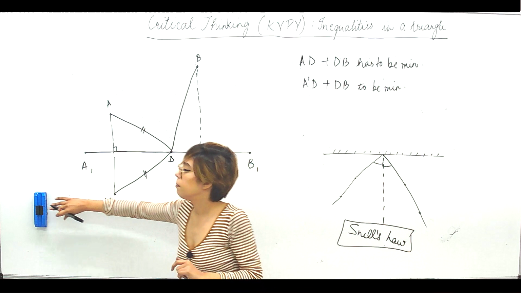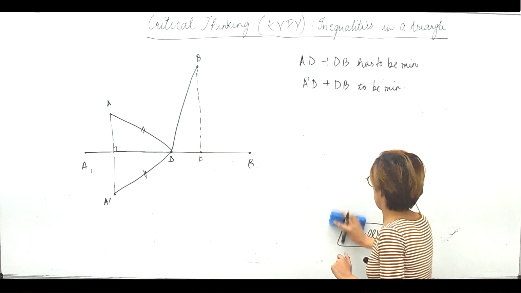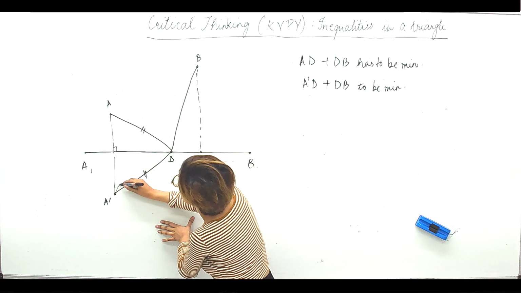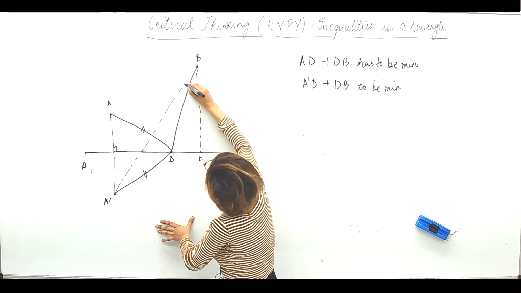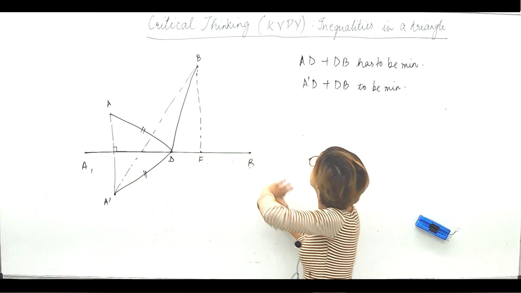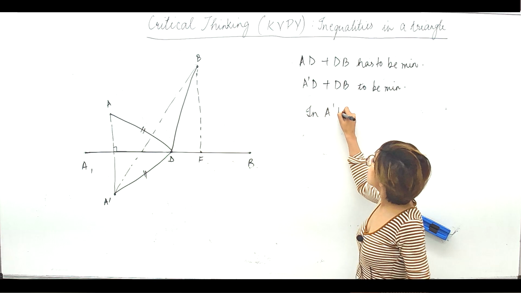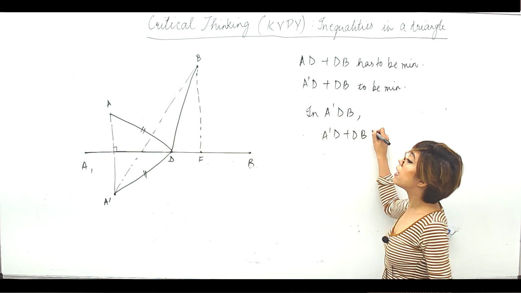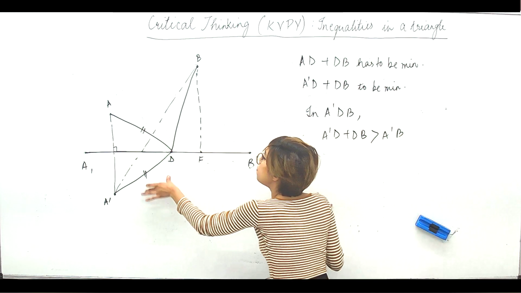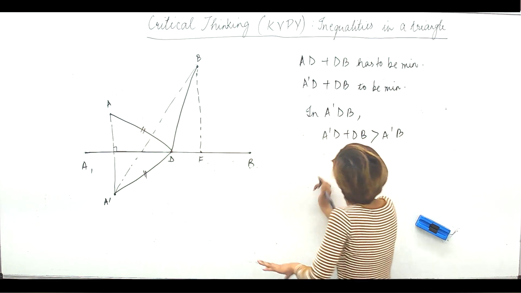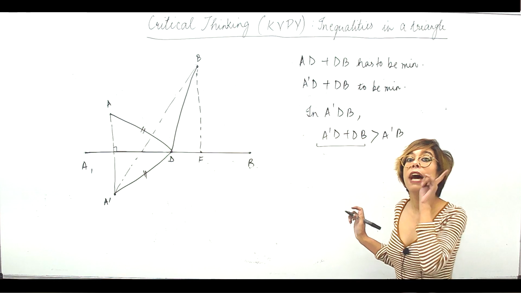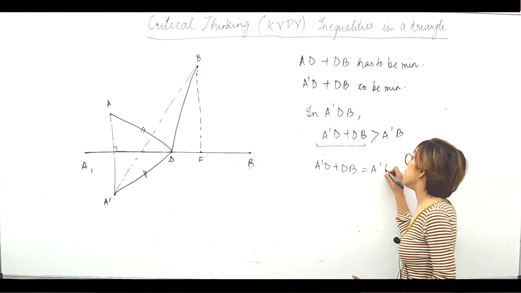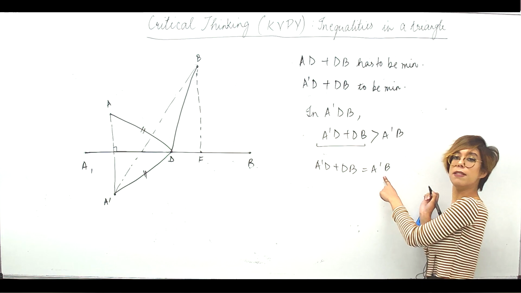A triangle. Which triangle should I go for? I need to involve this, I need to involve this. So that means I can include this triangle. Which triangle? A dash B B. In triangle A dash B B, I can say A dash B plus BB is not equal to, is greater than A dash B. This plus this is greater than this. Now I want this to be minimum. Then that will only happen if A dash C plus BB is equal to A dash B. This is equal to this.